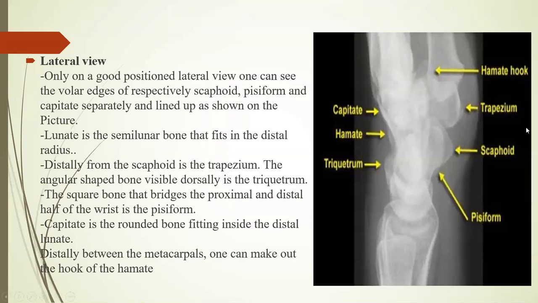This is the lateral view and shows the volar aspect of the pisiform and scaphoid bone. The lunate is a semilunar bone that fits on the distal radius. Here, the site of the lunate bone. Distal from the scaphoid is the trapezium. And the angular shape visible dorsally is the triquetrum. And the square bone that bridges the proximal and the distal half of the wrist is the pisiform. The capitate is the round bone fitting inside the distal lunate, and distally, between the metacarpals, one can make out the hook of the hamate.